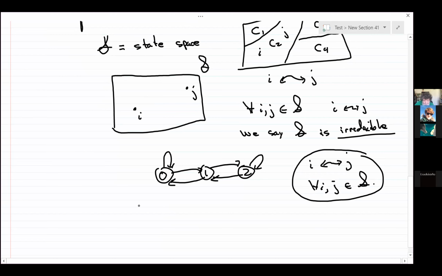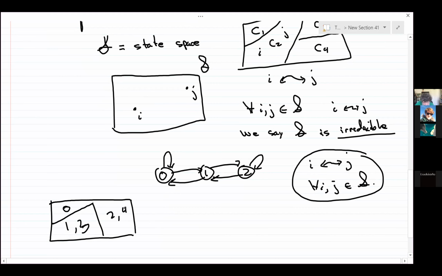By the way, you can go from the partition to creating a Markov chain. Suppose I had a state space that goes like 0, and then 1 and 3 communicate with each other, and then maybe 2 and 5, and 2 and 4. Suppose these were the equivalence classes. Could you construct a Markov chain that does this?